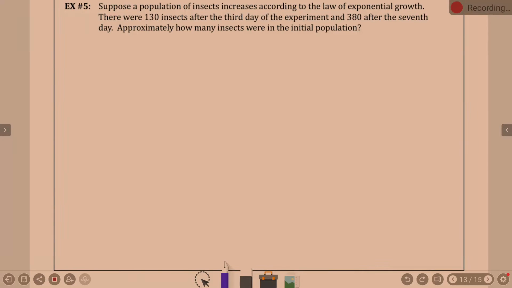Number 5. Suppose a population of insects increases according to the law of exponential growth. There were 130 insects after the 3rd day of the experiment and 380 after the 7th day. Approximately how many insects were in the initial population?